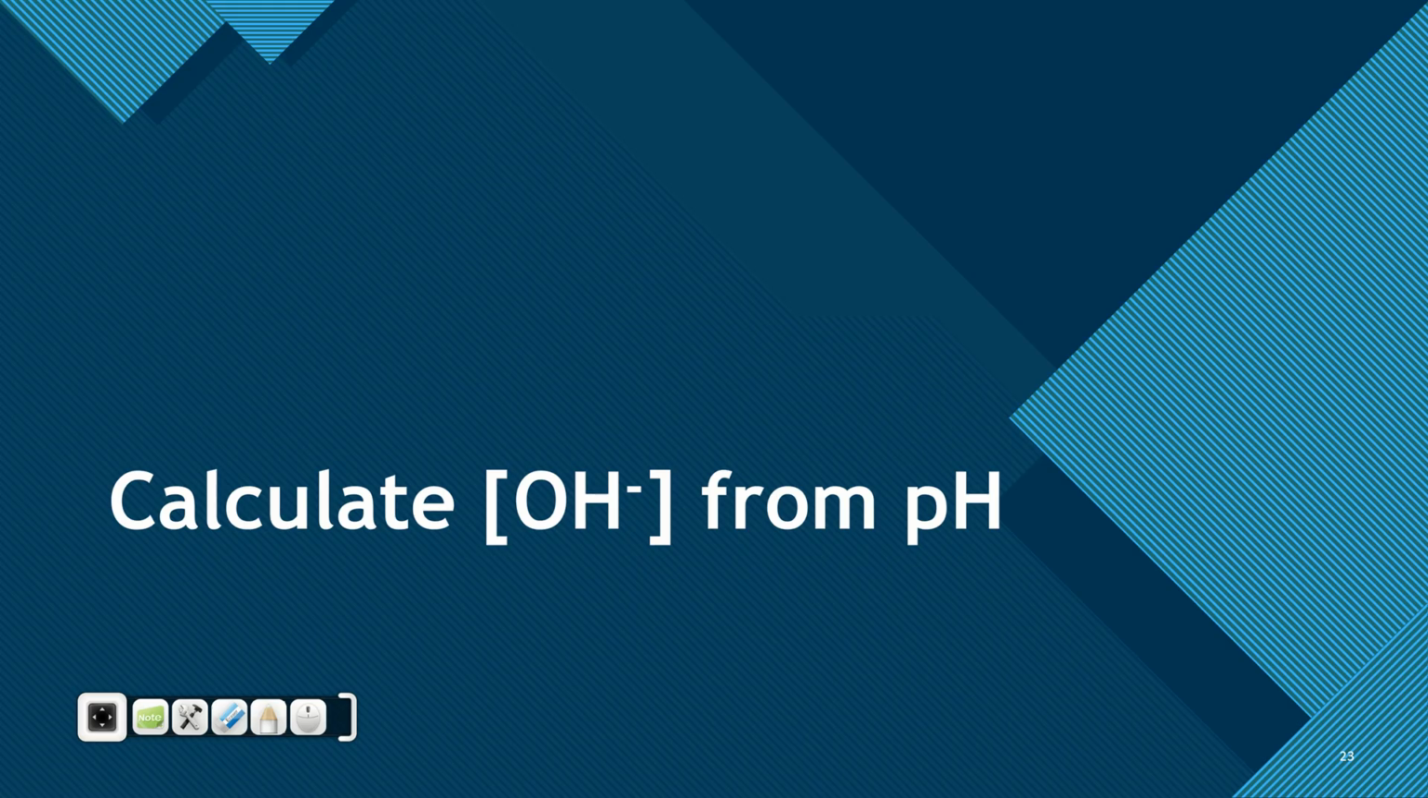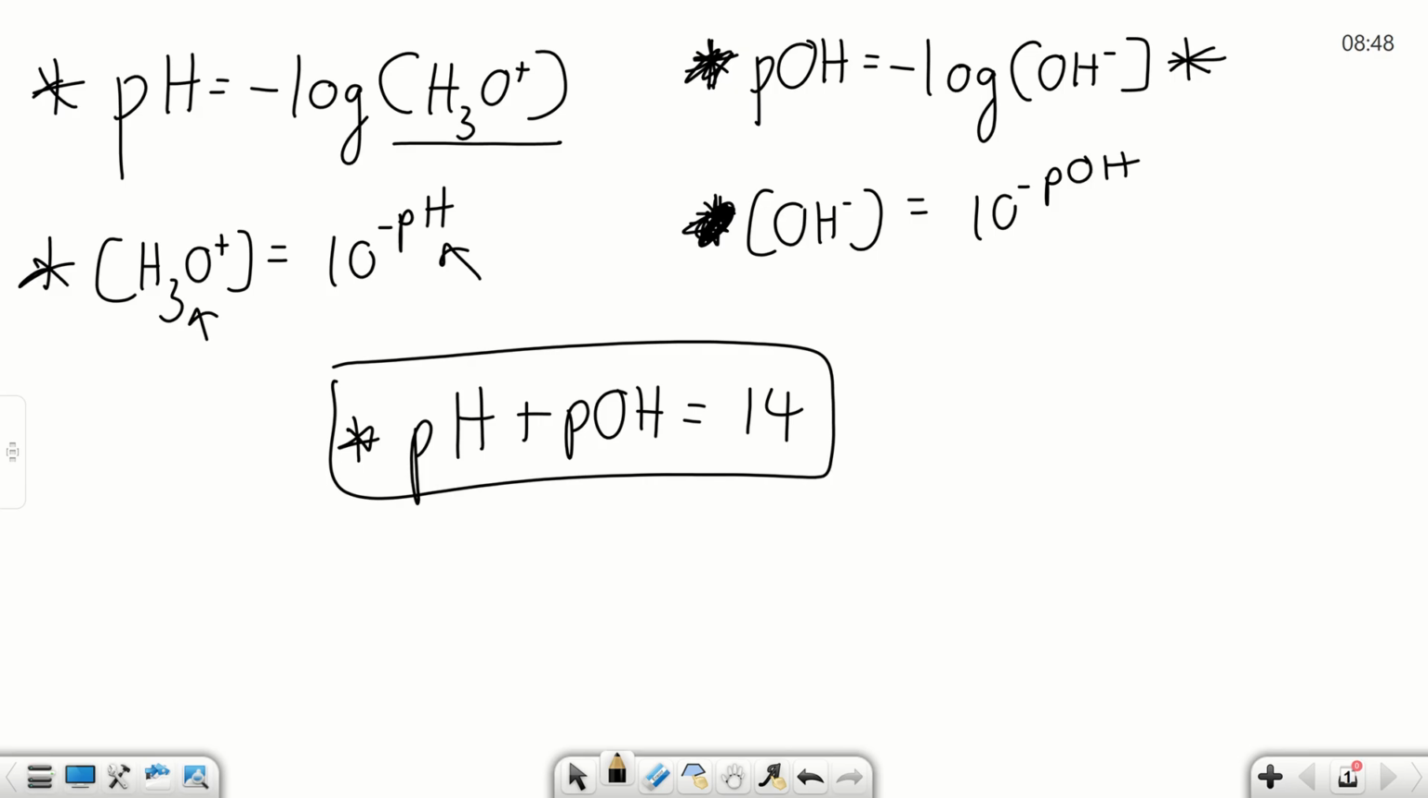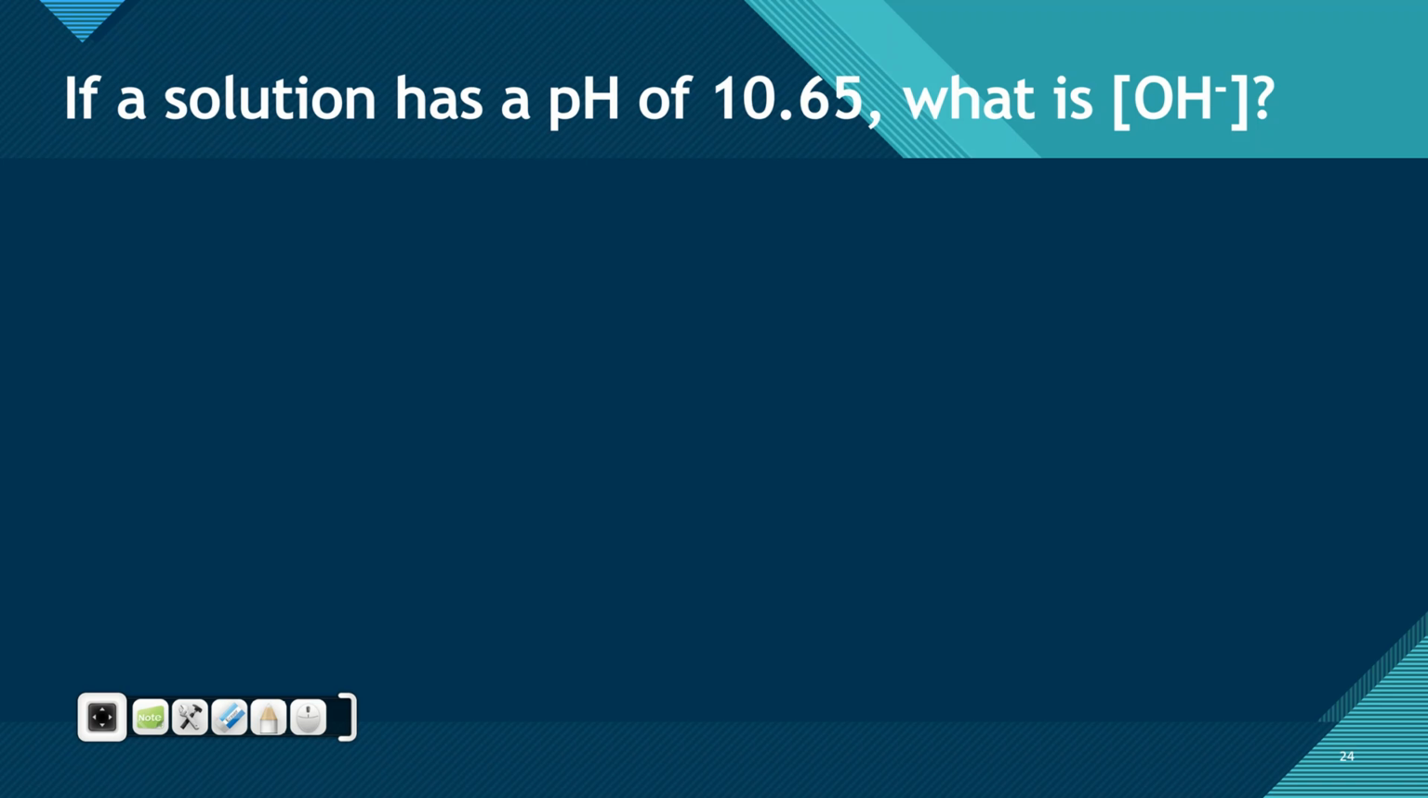Let's calculate OH minus from pH. In this one, I'm starting with pH. I want to get to OH minus. Well, what am I going to do? I'm going to start with my easy formula, pH plus pOH equals 14, get the pOH, and then plug it into the second hydroxide formula. So I'm going to change pH into pOH and then change it into OH minus.